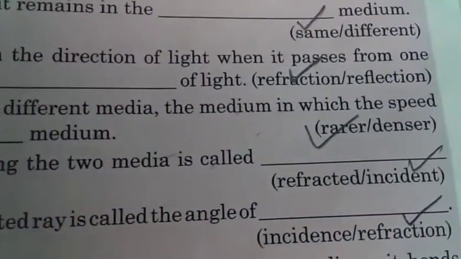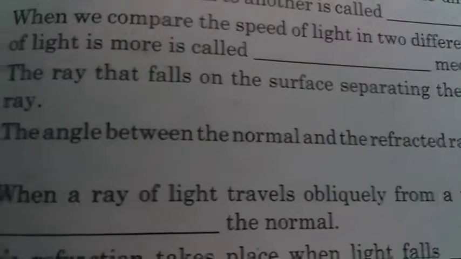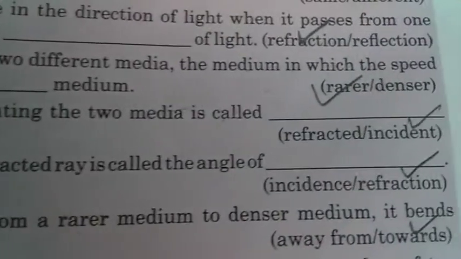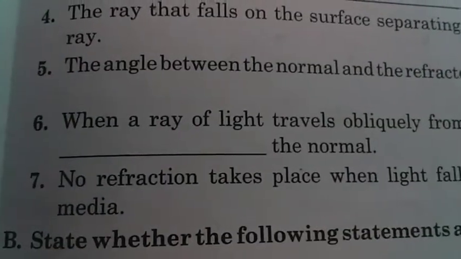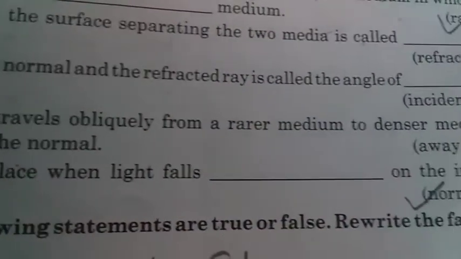The ray that falls on the surface separating the two media is called incident ray. The angle between the normal and the refracted ray is called the angle of refraction. When a ray of light travels obliquely from a rarer medium to denser medium, it bends towards the normal. No refraction takes place when light falls normally on the interface of two media. Now state whether the following statements are true or false. Rewrite the false statements correctly.